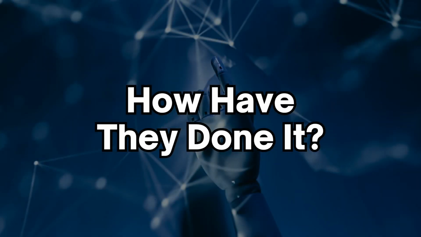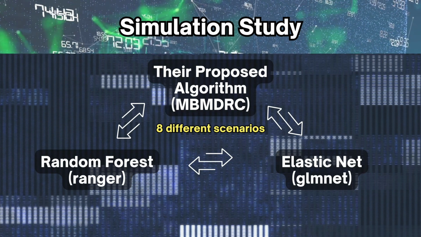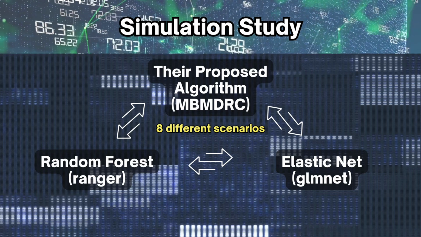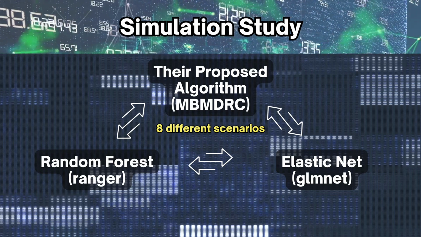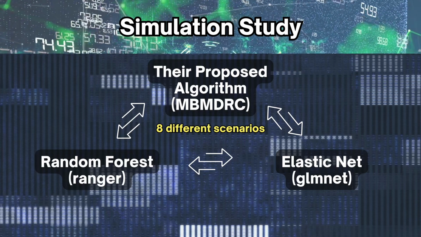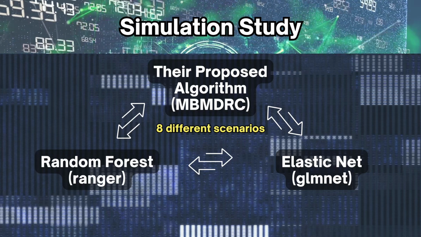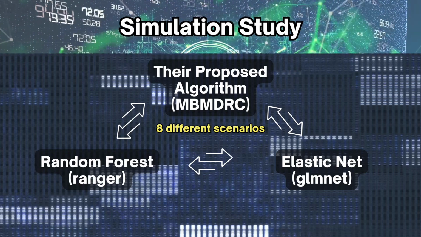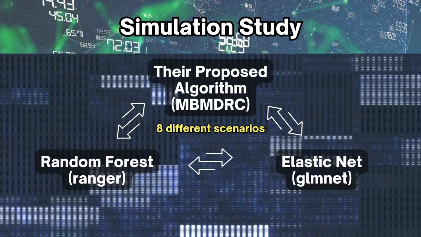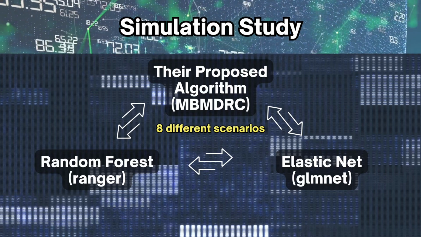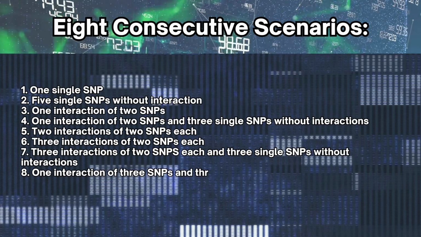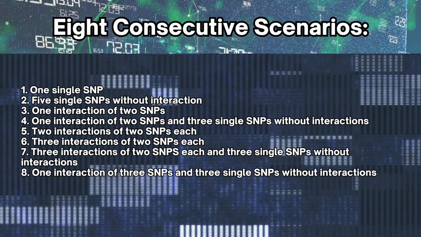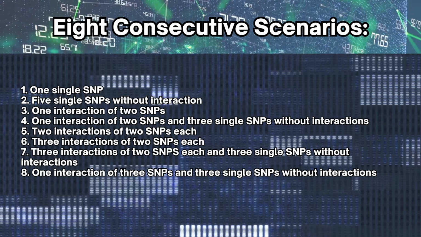So, how have they done it? Basically, a simulation study was conducted to compare their proposed algorithm, the MBMDRC, with two leading prediction algorithms, the random forest and the elastic net. They evaluated the performance of the three algorithms across 8 different scenarios, each with varying underlying effect structures. Here are the 8 consecutive scenarios of genotypes of single nucleotide polymorphisms and their interactions.